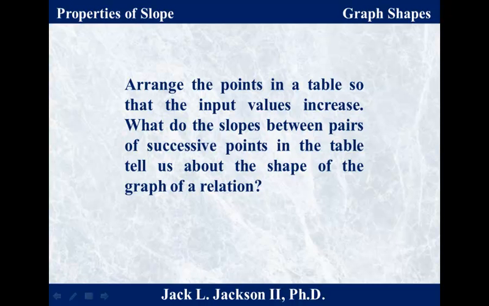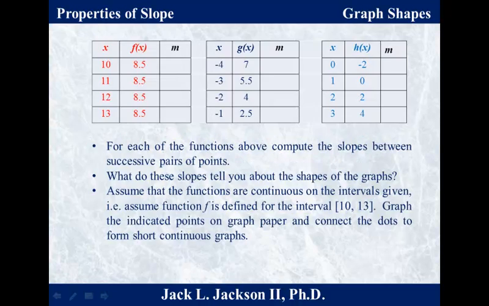So if we arrange the points in a table so that the input values increase, and we find the slopes between pairs of successive points in the table, what's that going to tell us about the shape of the graph of a relation? That's going to be our main question that we're going to be looking at for the next few slides. So let's take a look at some examples here.